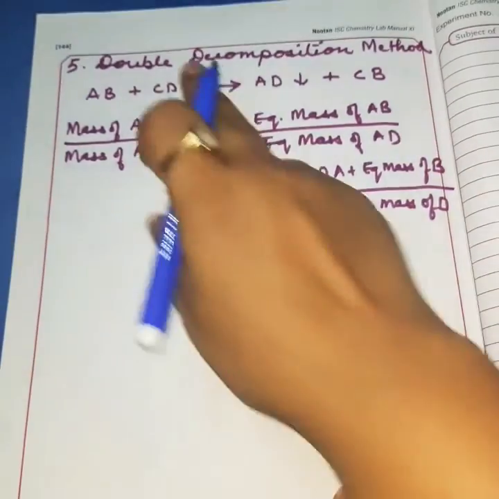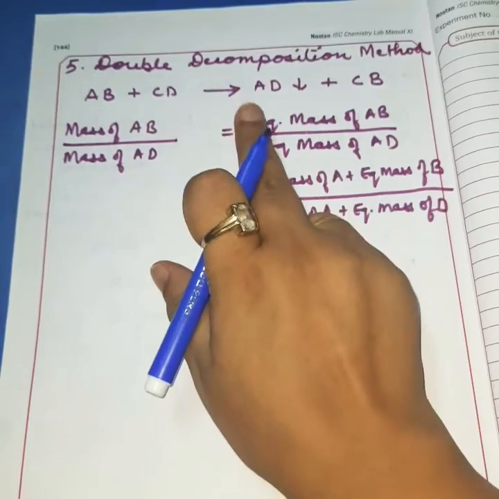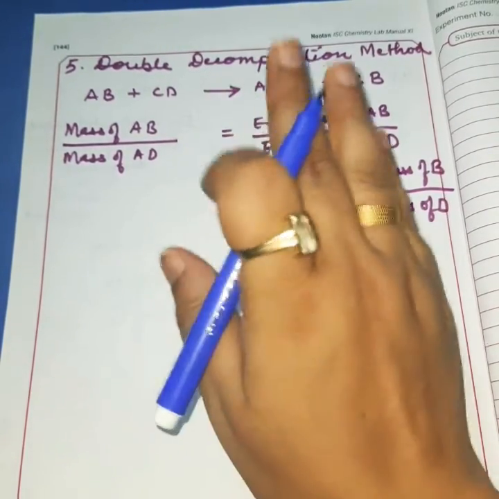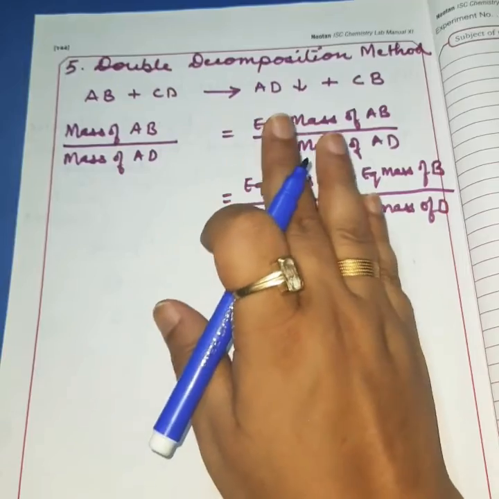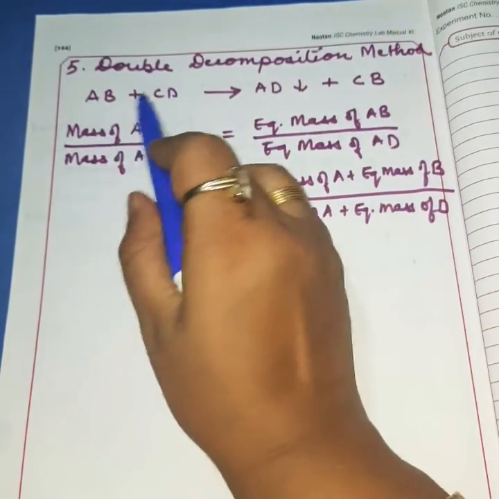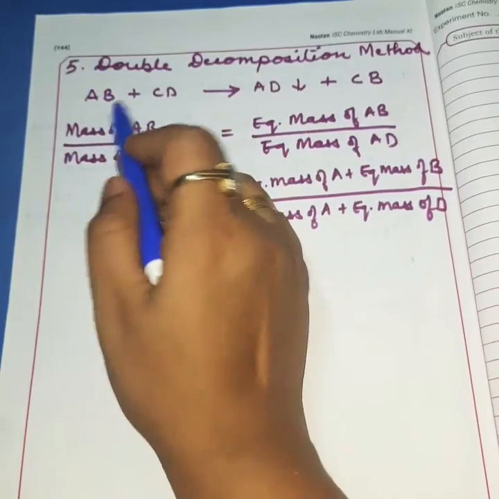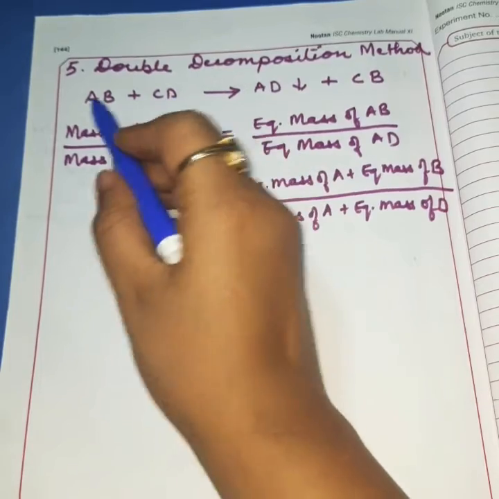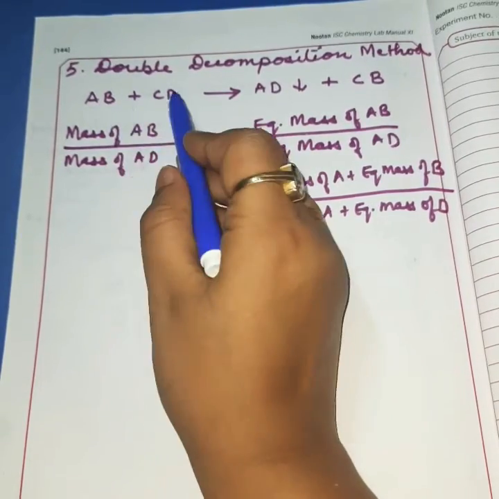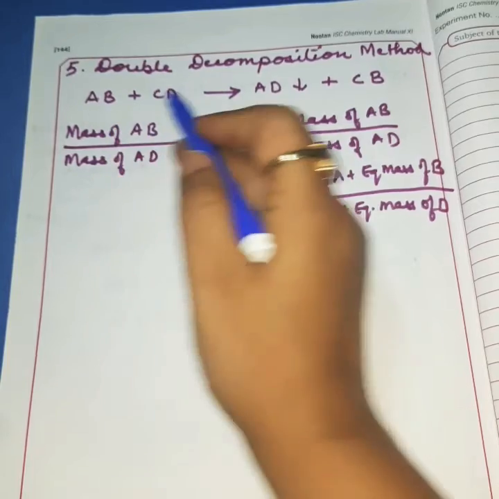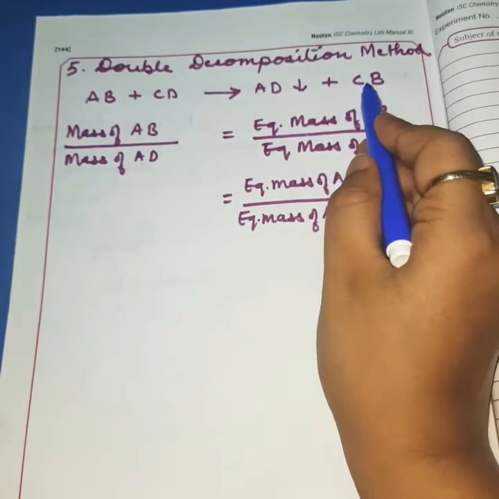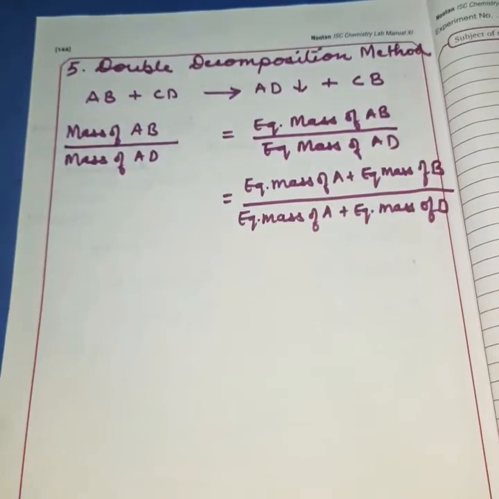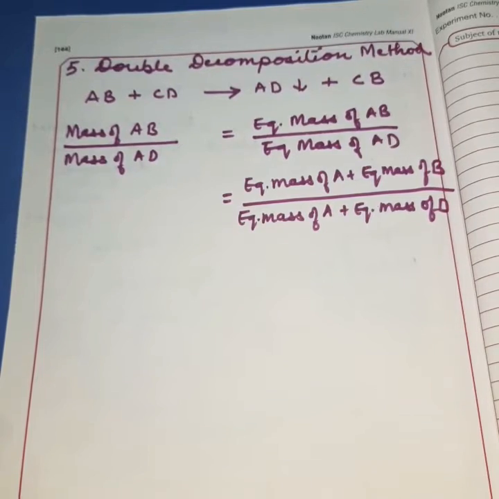Now the next method is the double decomposition method. This method is used for such kind of metals, the salt of which undergoes a double decomposition reaction. Now here I have taken for an example one imaginary salt. So imaginary salts AB and CD, alright, and they both exchange their radicals. On exchanging their radicals, AD is precipitated and CB is formed.